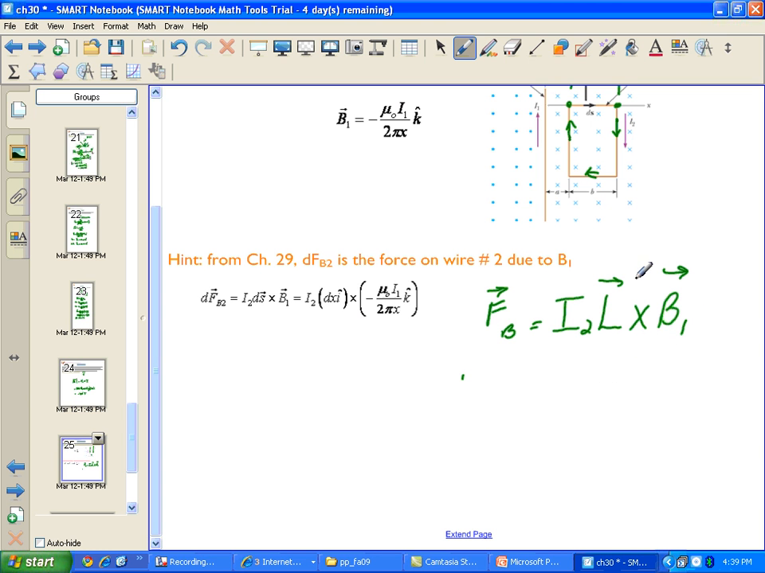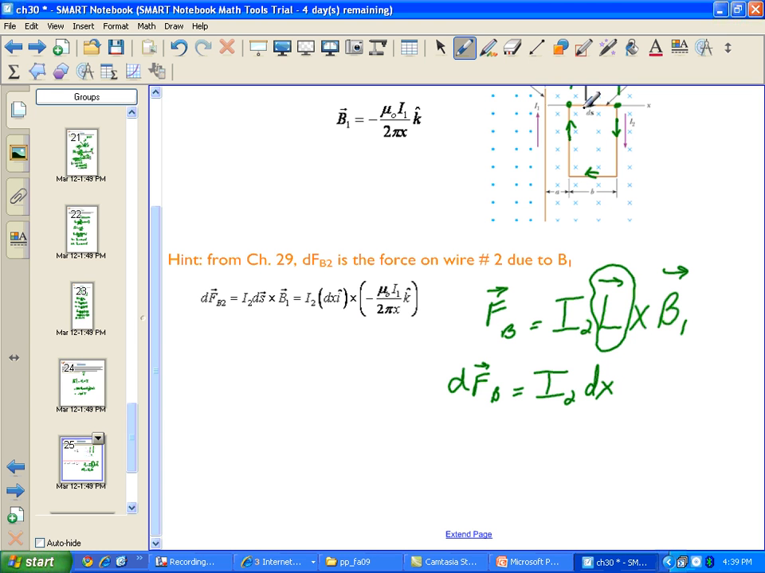Now the problem that we face is that the magnetic field changes with every ds, so the value of B is not constant over the whole length of the wire. So the only thing that we can really do is to initially set it up for a small segment, which we're going to call ds, or rather dx.